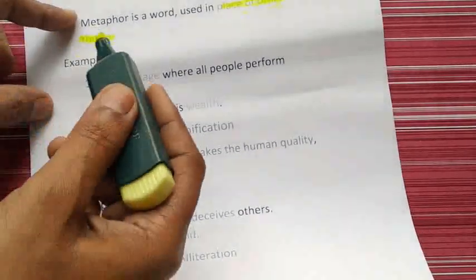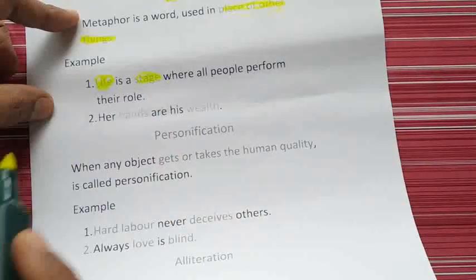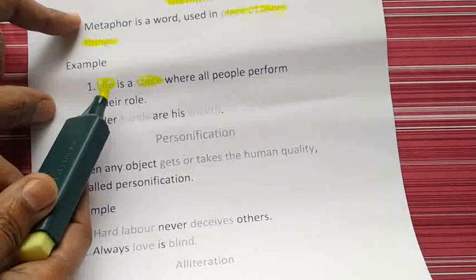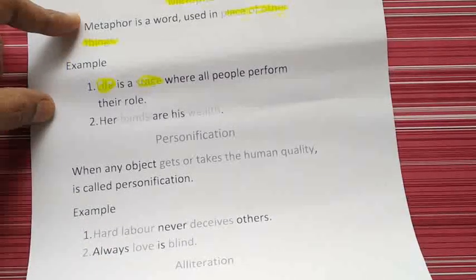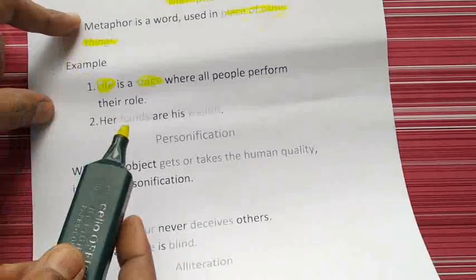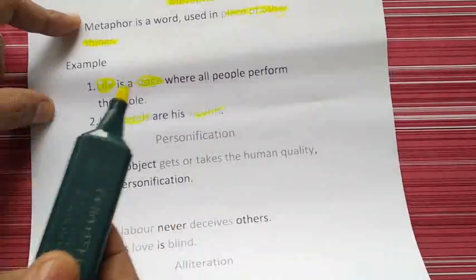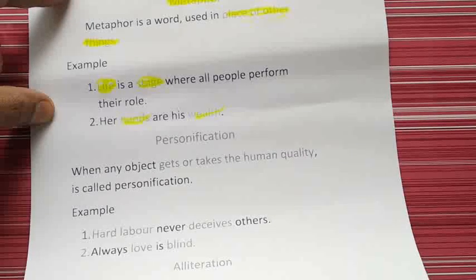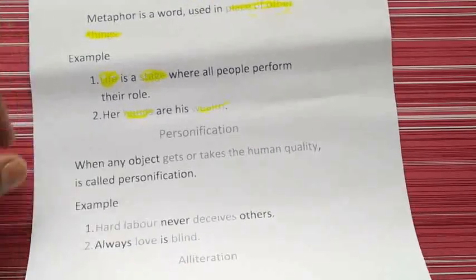If you see that life is, everybody knows, a stage. So stage is written instead of life. Life is a stage where all people perform their roles. What is the meaning of this? Life is used instead of stage and stage is used instead of life. This is the same thing. The second example: her hands are his wealth. Hand is wealth. So hand is used for wealth and wealth is used for hand. In that case it is called a metaphor, where again a metaphor is a word used in place of other things.